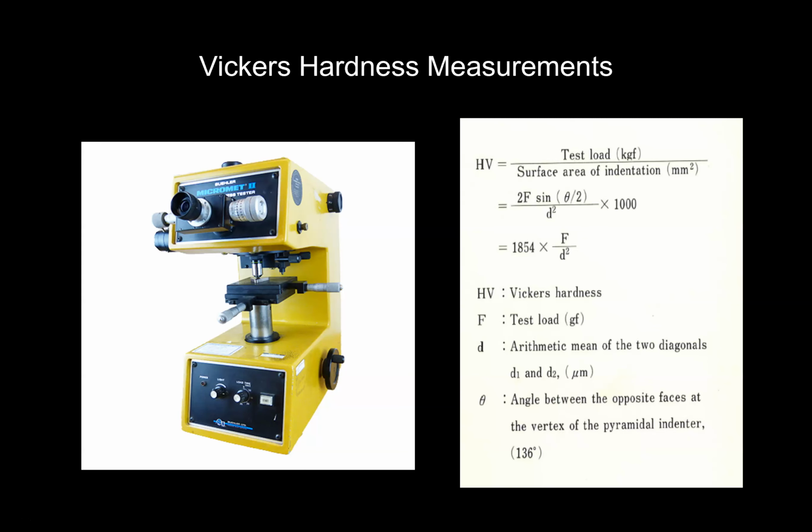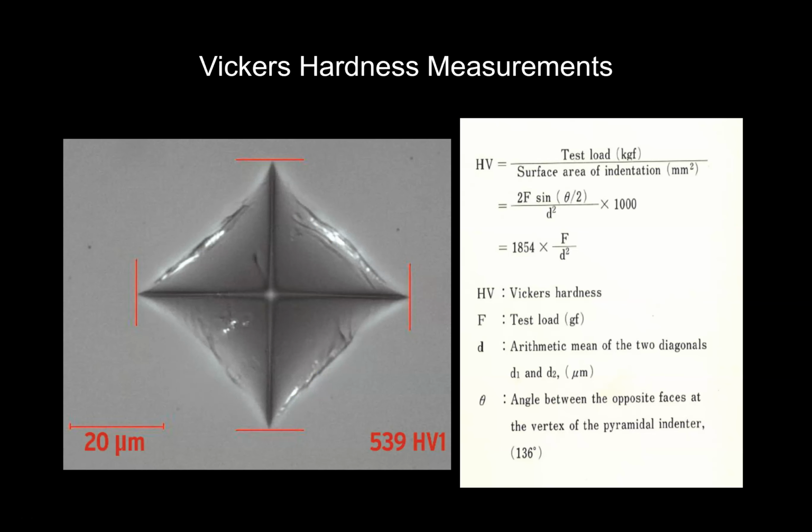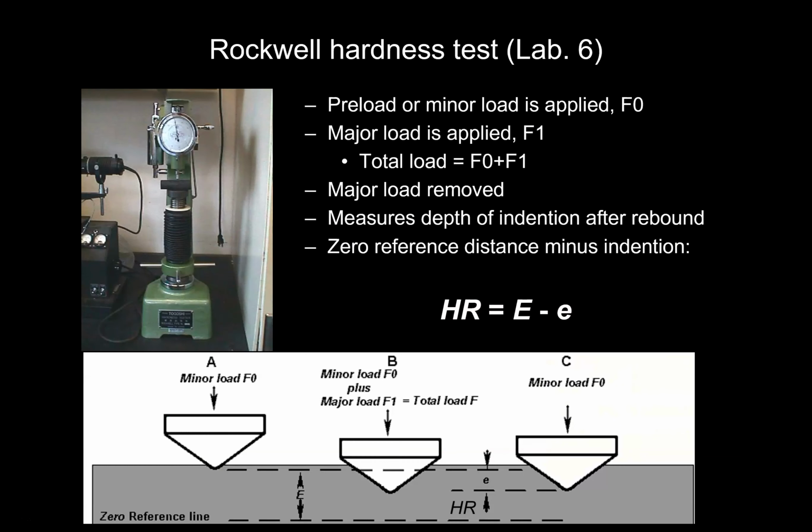But remember, this relates to a contact pressure. This is another example of what you will see in the microscope, and the lines that are used to measure the two diagonals to establish the contact area. Alright, so let's talk about the Rockwell hardness, which is the actual test performed in lab number 4B, not 6, just a typo here.